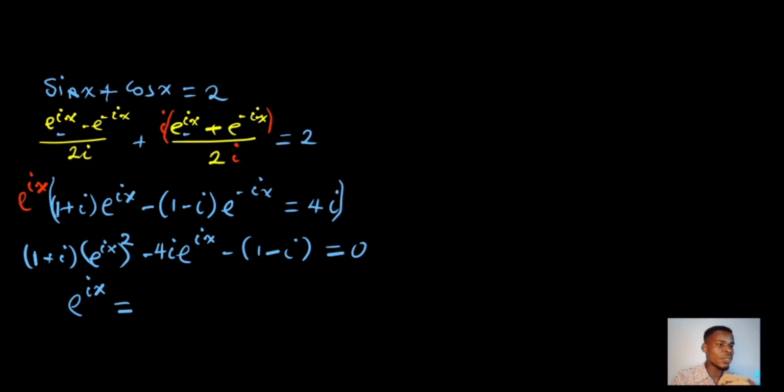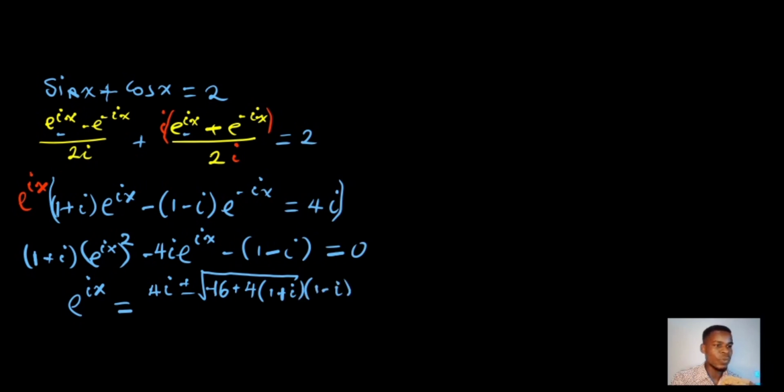By using the quadratic formula, this is going to be negative b, where b is negative 4i. So that will be 4i, that's negative b, plus or minus the square root of b squared. But b is negative 4i. When we square that, what do we get? The square of 4 is 16, and the square of i is negative 1. That's negative 16. Minus 4ac. This is a, this is c. c has a negative, so that gives us positive 4 times a. a is 1 plus i, times c. c is 1 minus i.